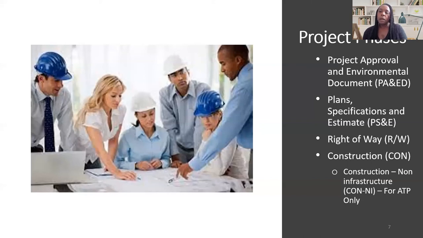The CTC recognizes four project phases, which are the project approval and environmental document phase, also known as PA&ED, or the environmental phase, the plans, specifications, and estimates phase, also known as the PS&E or design phase, the right-of-way phase, and the construction phase, which you'll likely hear me refer to as CON. ATP projects also have the CON and I phase for non-infrastructure and plan projects.